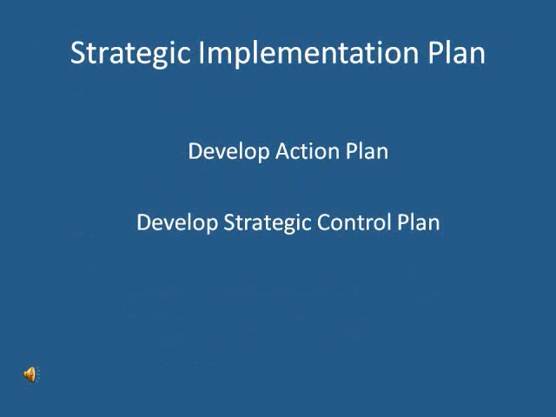There are two parts to the strategic implementation plan. The first part is developing the action plan, and the second half is the development of the strategic control plan. In this class, we will be discussing the development of the action plan, and the development of the strategic control plan will be covered in the next class.